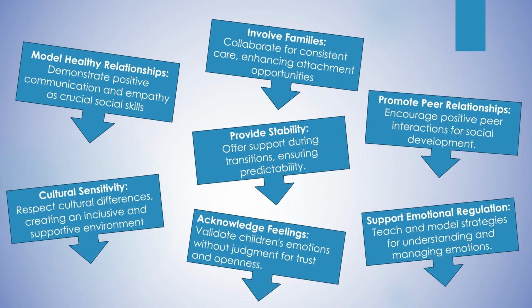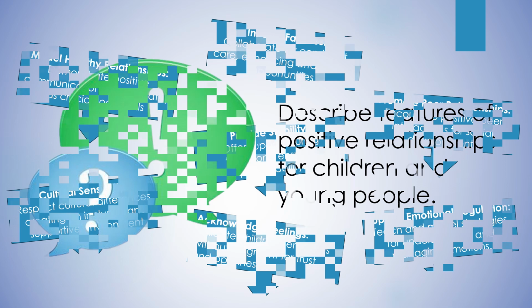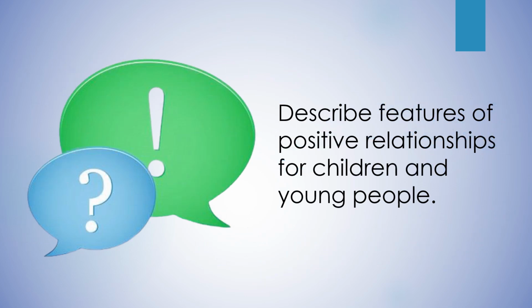There's a few more on here as well. Role modeling healthy relationships, culturally sensitive, providing stability, acknowledgement of feelings, promoting peer relationships, involving the families, and also supporting emotional regulation. So some more strategies that you might use. So, describe features of a positive relationship for children and young people. This is kind of like the question I was saying to you a minute ago. What does a positive relationship look like?